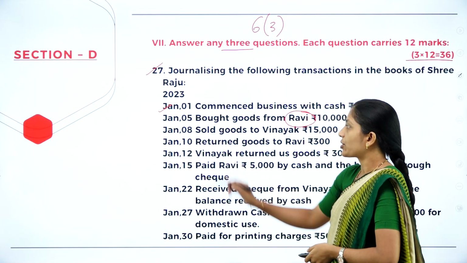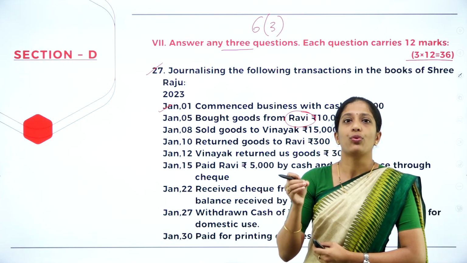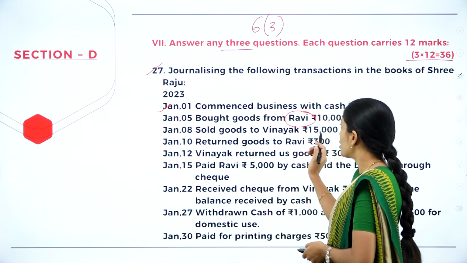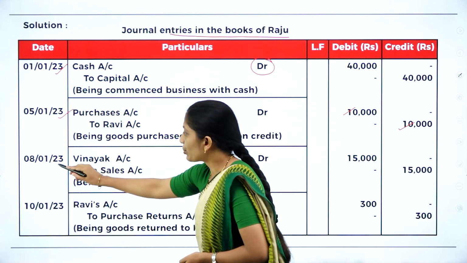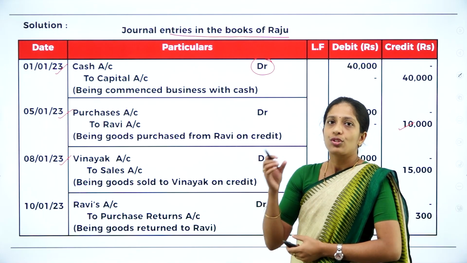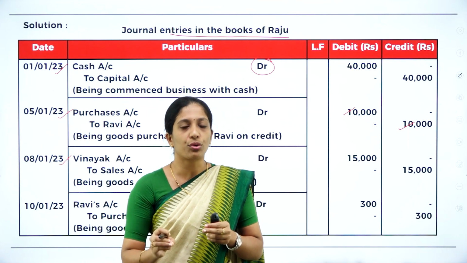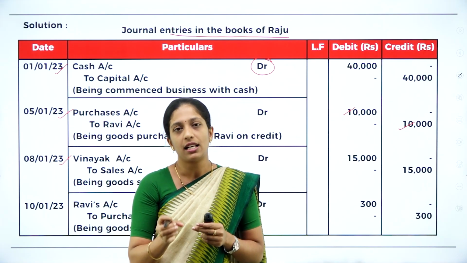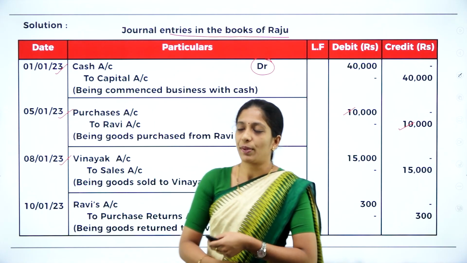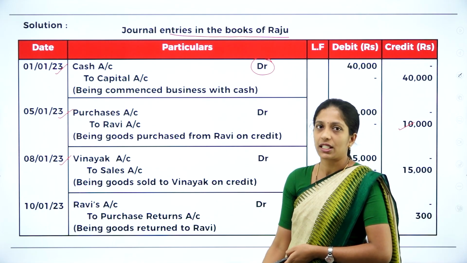Now moving on to the next transaction, Jan 8th, sold goods to Vinayak. Here we are selling goods to Vinayak. Vinayak is the one who is receiving the goods. So what is the entry? Vinayak's account debit to sales account. So the amount is 15,000. So 8/1/2023 Vinayak's account debit to sales account, being goods sold to Vinayak on credit. So while recording or identifying the transaction, whether it is credit or cash, how to identify? If they don't mention the word cash there, it is understood that the goods are purchased or sold on credit basis. Okay, so you have to be careful there. Then you will write the amount 15,000 each. So you will draw the line in the particulars column.